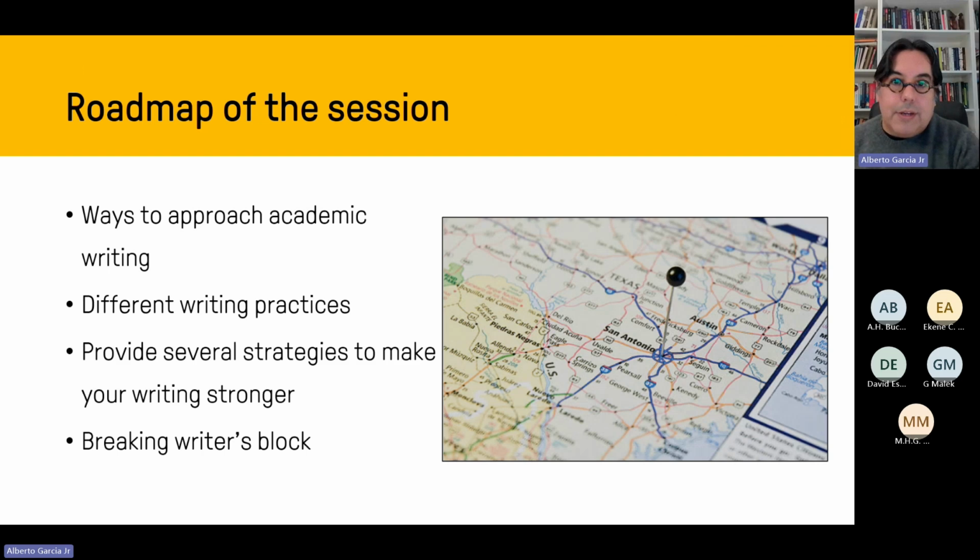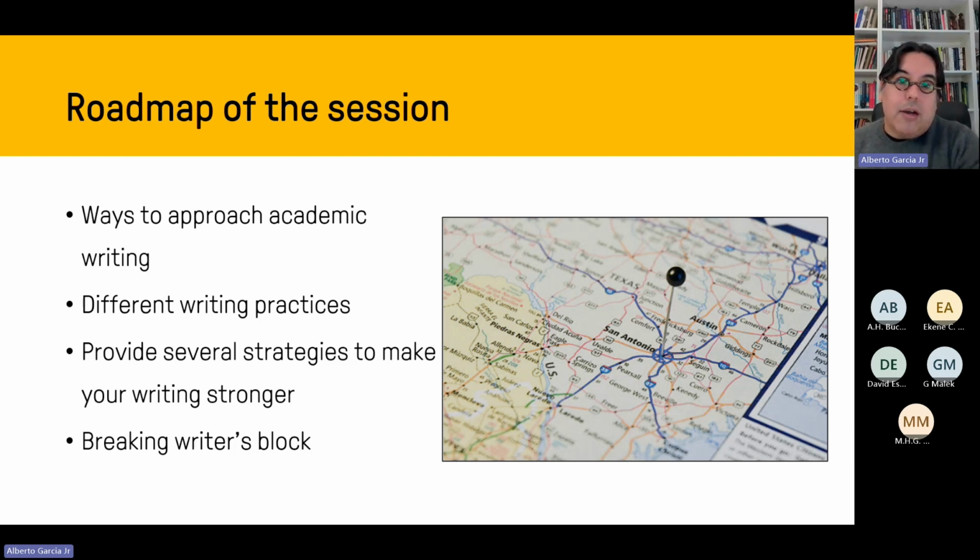So, a bit of the roadmap of the session for today. One, we're going to talk about ways to approach your academic writing. Next, we're going to talk about different types of writing practices. And I think it's really important to realize that there's not just one way to approach our academic writing. There's a variety of different ways. Becoming aware of that helps you see what might work for you.